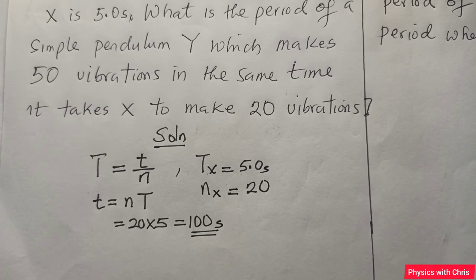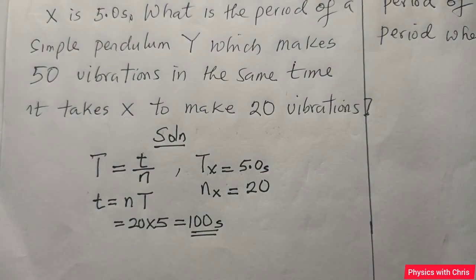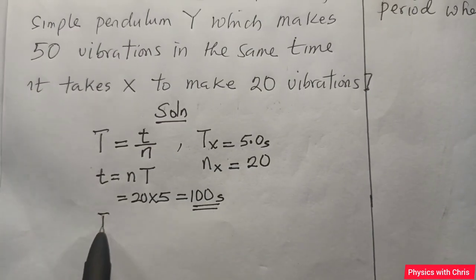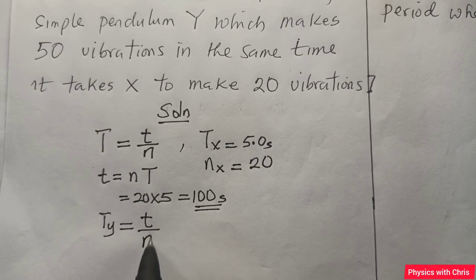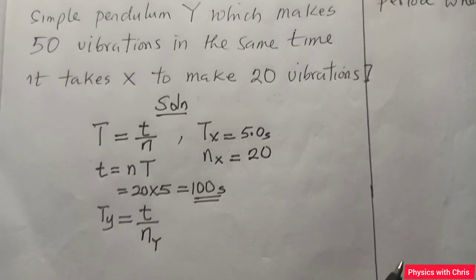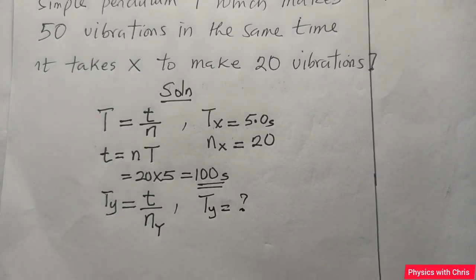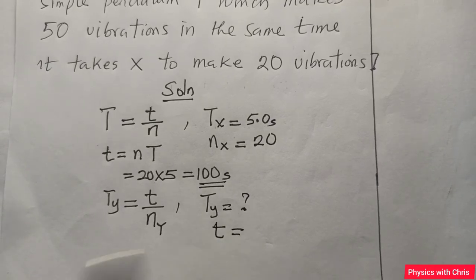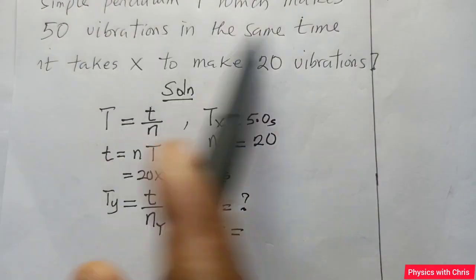We are to find the period of a simple pendulum Y. So what will be its own period? For this one, let's call that Ty. It's also given by time t over the number of oscillations completed by pendulum Y. Let's call that ny. Now we have to find Ty, that's unknown. And then the time t is what? Since we are told that the two pendulums completed their respective number of vibrations in the same time, what is the period of pendulum Y, which makes 50 vibrations in the same time?